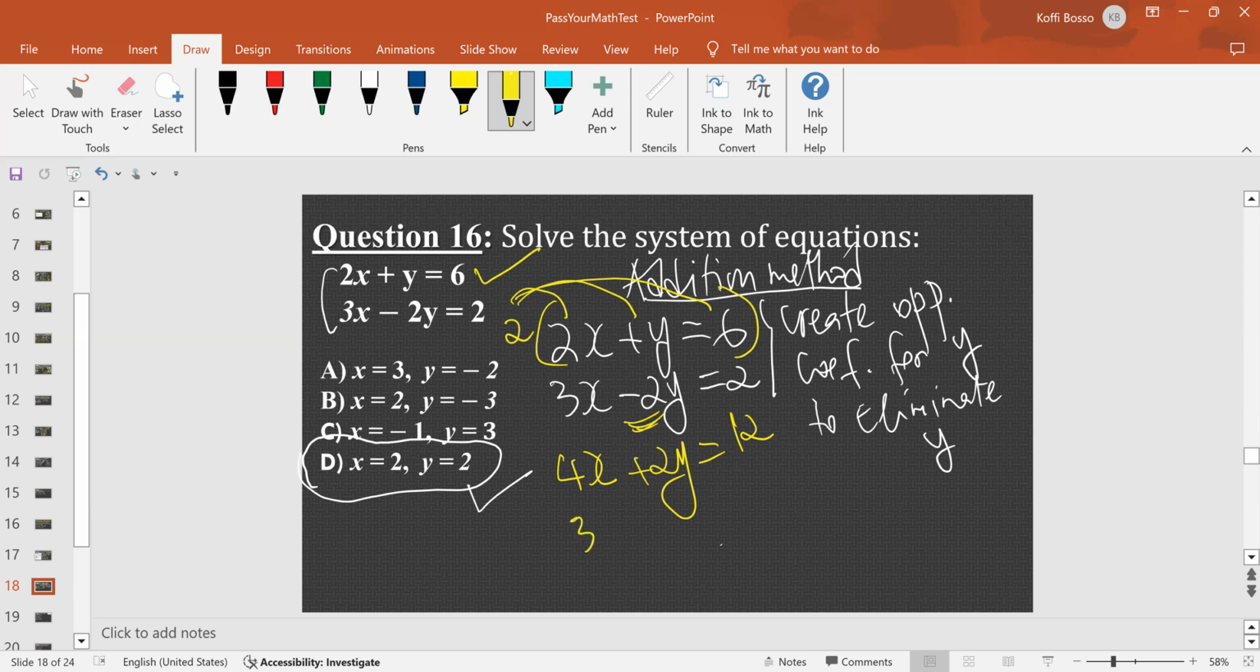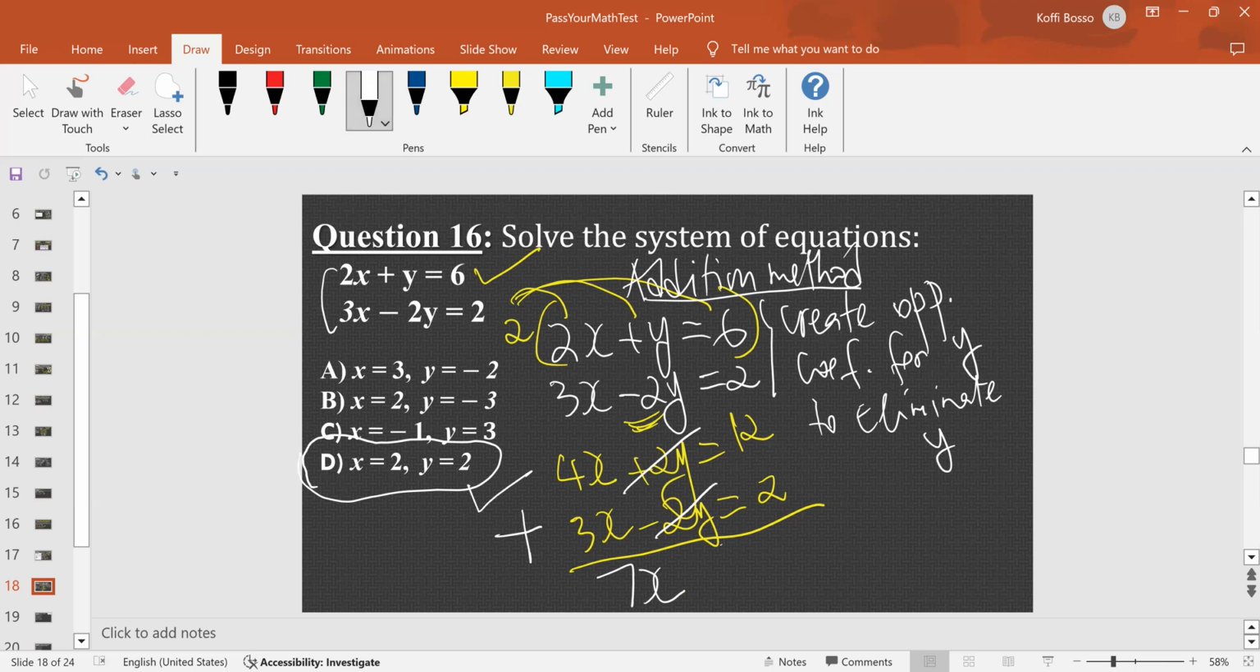So you have 3x minus 2y is equal to 2. And what's going to happen now? We add the first equation to the second equation. You're going to have a 7x. If you add this and this, the y terms are going to cancel out. The reason we create that opposite coefficient is to eliminate one variable, and we eliminate the y here.